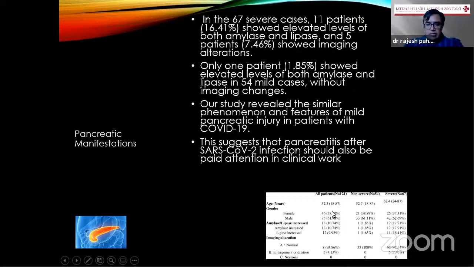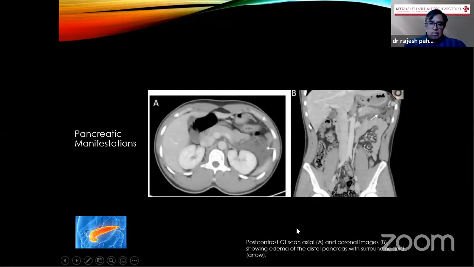This is the same study describing the various parameters of amylase, lipase, and the imaging alterations. So this is a CT abdomen image where we can see there is peripancreatic fat stranding around the tail of the pancreas, as well as some fluid around the tail of the pancreas.